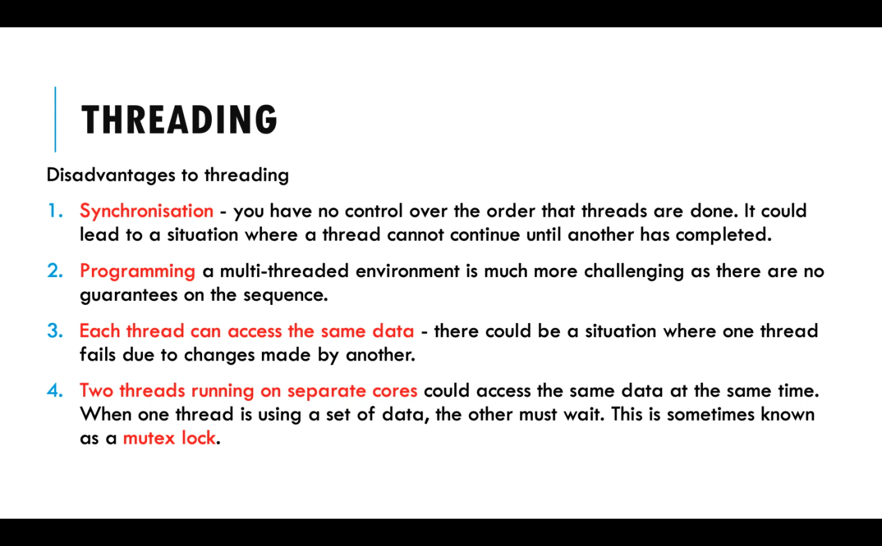And finally, two threads running on separate cores could access the same data at the same time. When one thread is using the set of data, the other thread must wait. And this is sometimes known as a mutex lock, where one person's locked out while someone else is updating, and then they come out, the lock changes over, someone else uses the data, and so on and so forth.